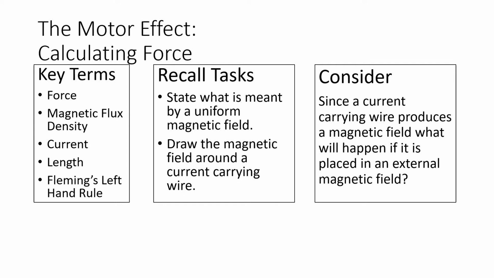Before you start, state what is meant by a uniform magnetic field and draw the magnetic field around a current carrying wire. And finally consider, since the current carrying wire produces a magnetic field, what will happen if it is placed in an external magnetic field? Pause if you need time to complete those. And now we'll move on.